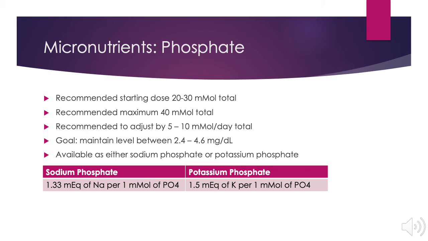We have two different phosphate salts, the sodium phosphate or the potassium phosphate, as we previously mentioned when we were reviewing sodium and potassium salts. Sodium phosphate has 1.33 mEq of sodium for each 1 millimole of phosphate, and potassium phosphate has 1.5 mEq of potassium per 1 millimole of phosphate.